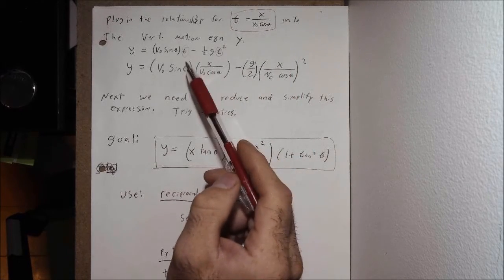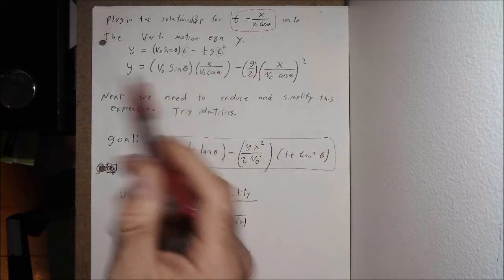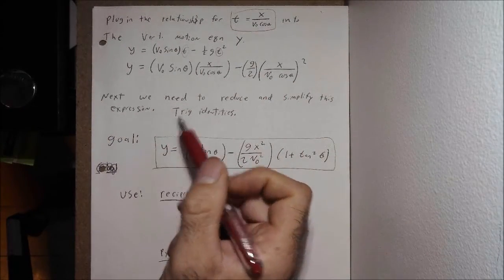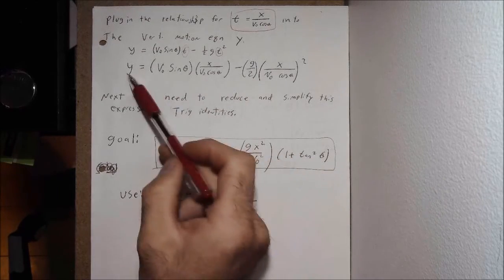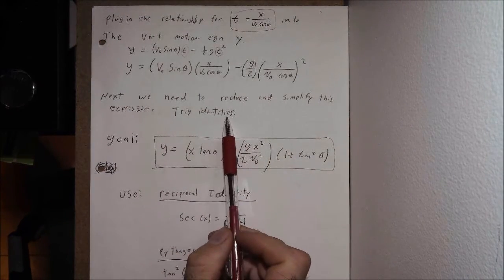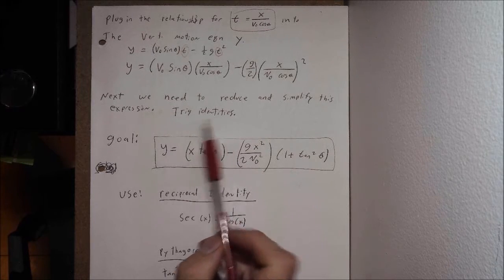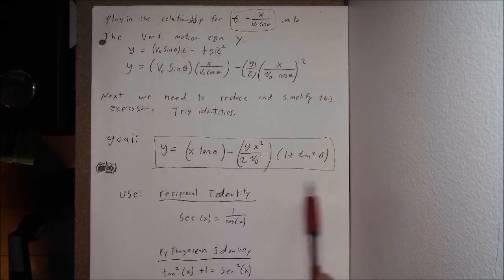Now, if they've given us values for theta and x and everything else, we just plug this into a numeric solver or calculator and be done with it. But in this case, they want us to solve for a nice simplified expression of y in terms of x. So we're going to use some trig identities to simplify things down. And what we're hoping to find, our goal, is to get it into this form here.